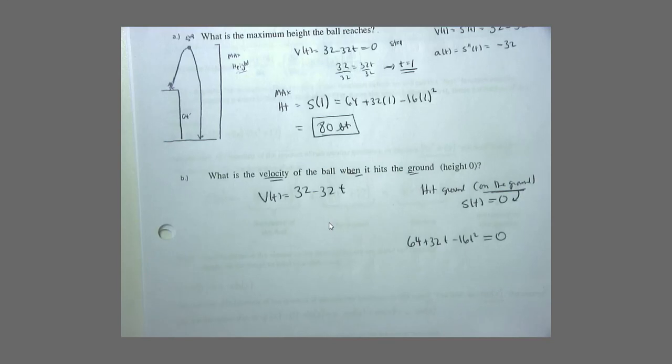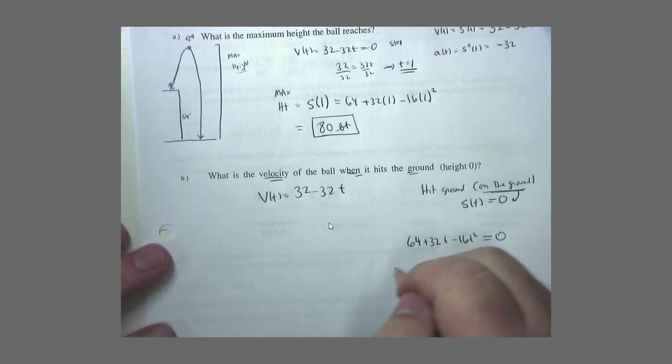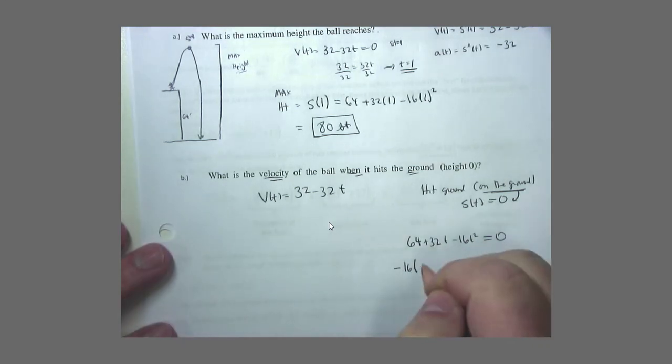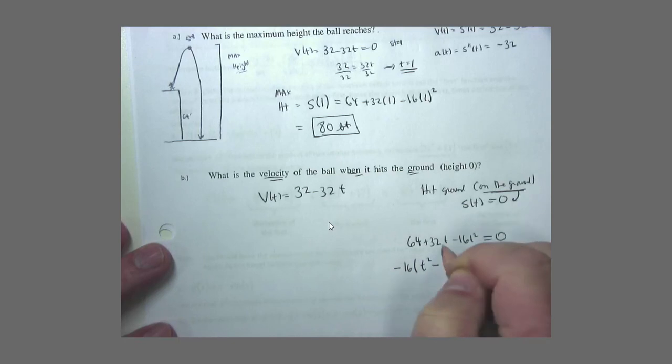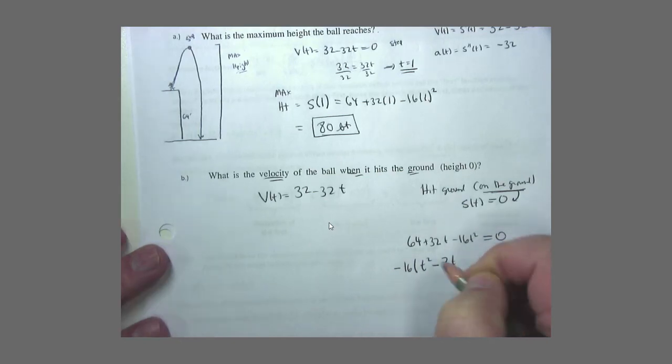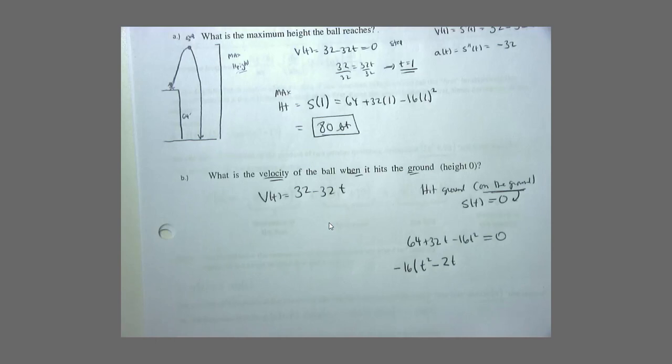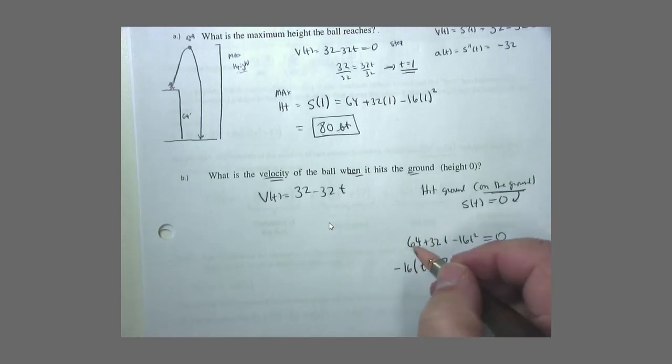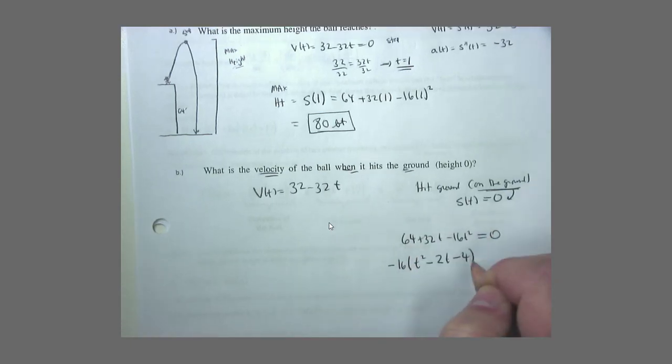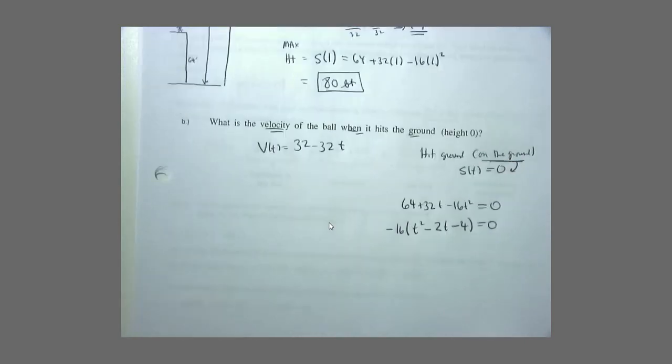Well, I could factor a negative 16 out of this. Let's see here. If I factor out a negative 16, I'm going to put it in the right order. This gives me t squared minus 2t, because 2 times 16 is 32, and 64 divided by 16 is 4, and this is positive. Pull out a negative, that's negative 4. Equals 0. Does that make sense?